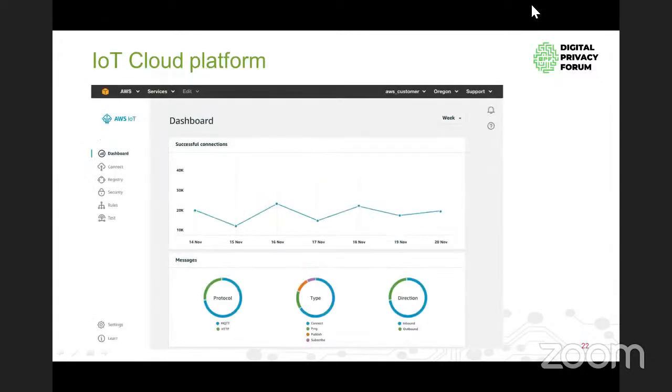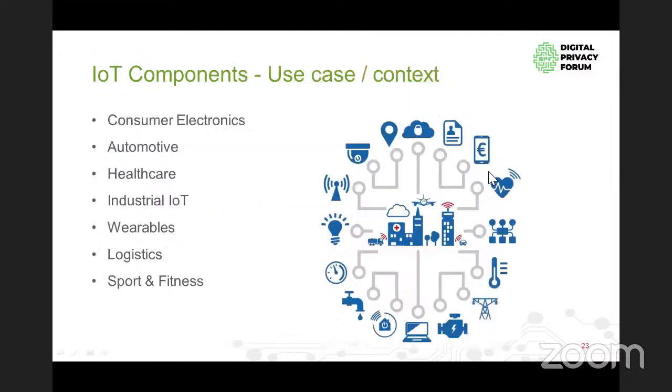Am I right? So you can also have something called an IoT cloud platform like AWS. They provide an IoT platform where you can monitor all your devices, like the protocols we talked about, am I right? MQTT or HTTP, and type whether it is connected or it's published or it's subscribed, and direction, whether it's an inbound connection or outbound connection. So you can see all the data here. Right? It gives you successful connections of your devices. It's just a dashboard which will tell you how your IoT devices in AWS are managed. Right?